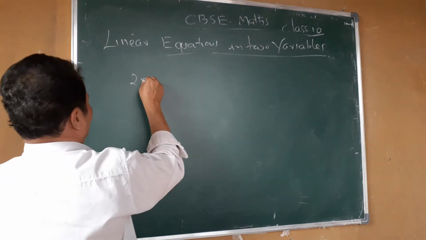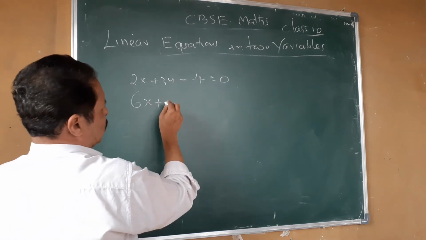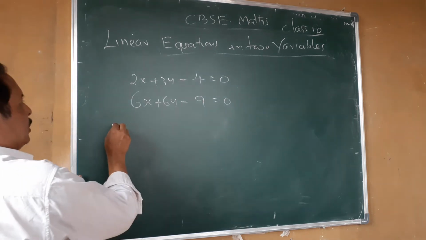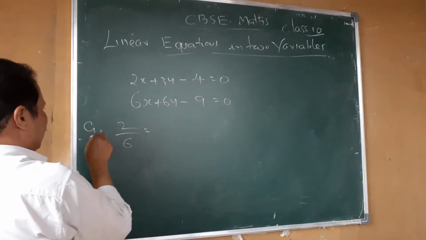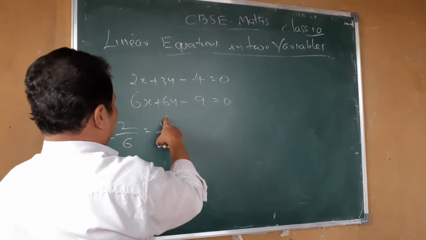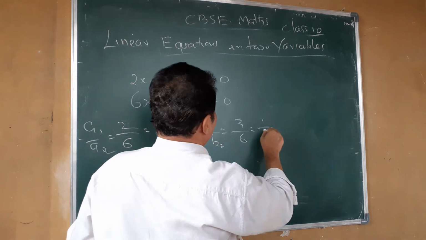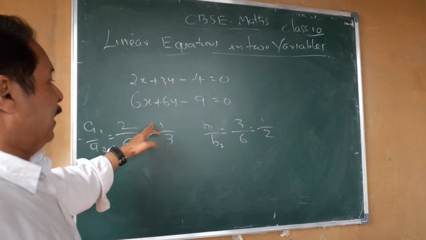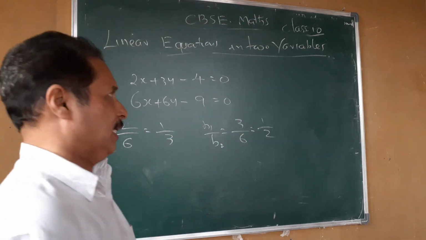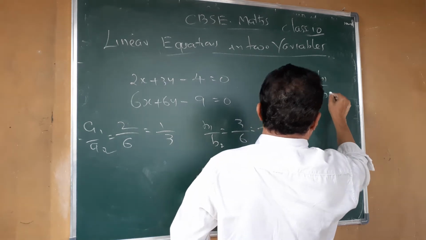Look at the equations. 2x plus 3y minus 4 equal to 0 and 6x plus 6y minus 9 equal to 0. Look, 2 by 6 is a1 by a2, that is equal to 1 by 3. b1 by b2 is 3 by 6, that's 1 by 2. a1 by a2 is 1 by 3, b1 by b2 is 1 by 2. They are different. So, a1 by a2 not equal to b1 by b2.